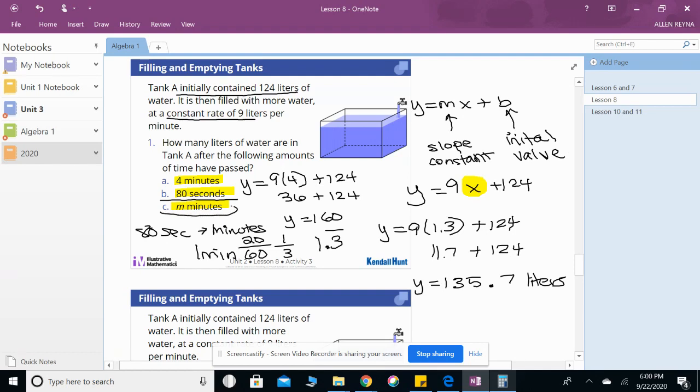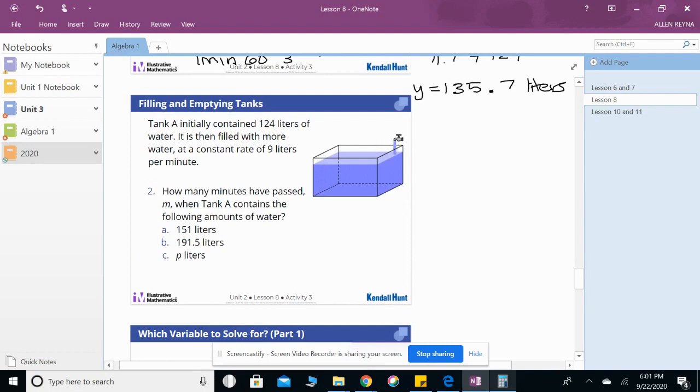And then this last one is just asking for an equation, which we did up here. This is our equation. The only thing is we would want to change this x to an m. M for minutes.